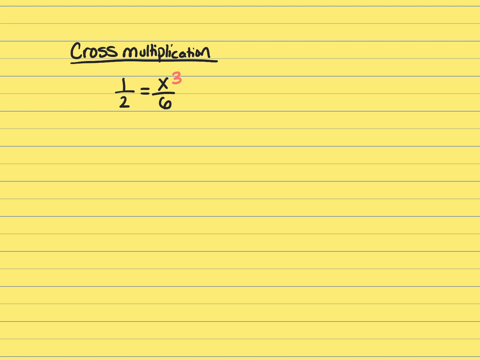Because it's equivalent, right? So 1/2 is equal to 3 over 6, because if you reduce 3 over 6, you're going to get 1/2. Another way you can figure it out is ask yourself, 2 times 3 is 6. So what you do on the bottom, you do to the top. 1 times 3 is 3. So x has to be 3.